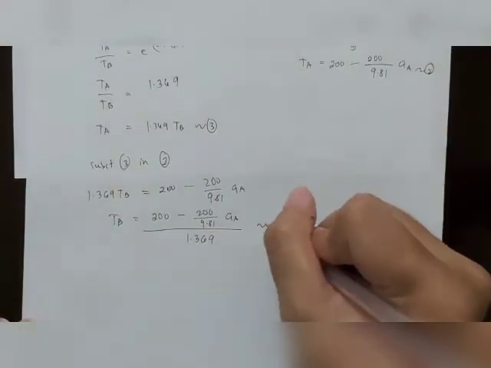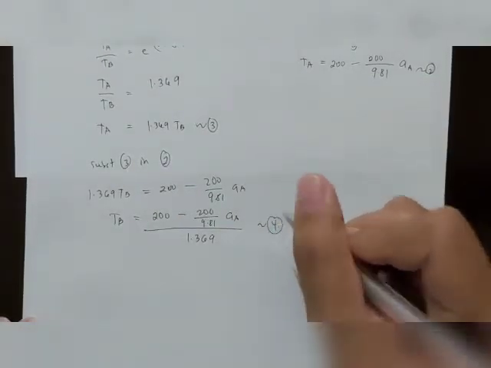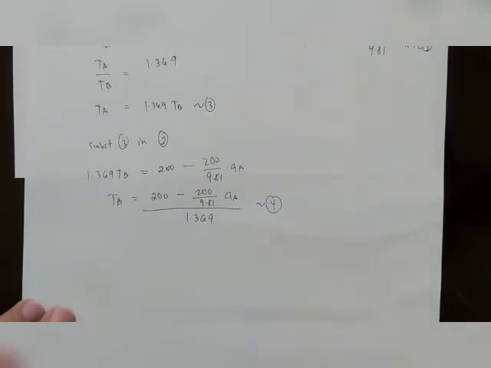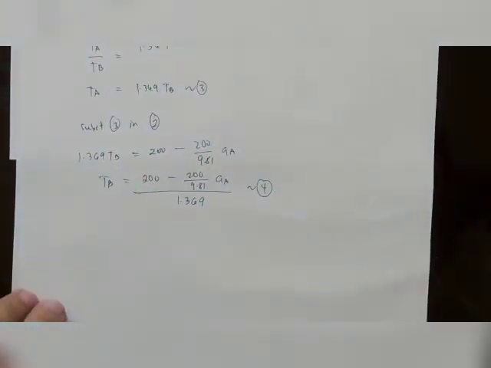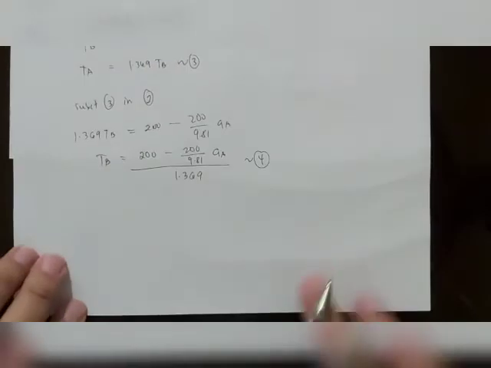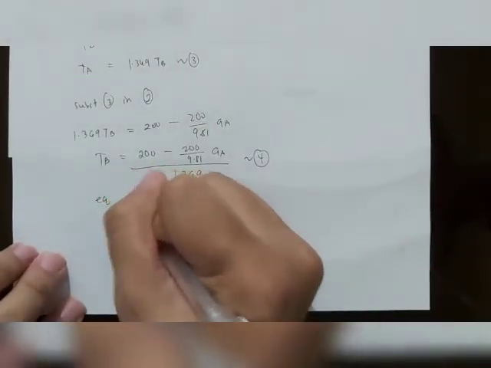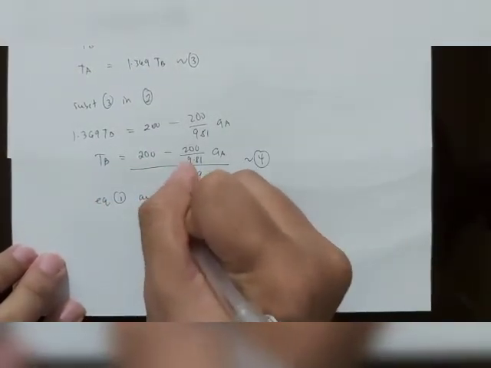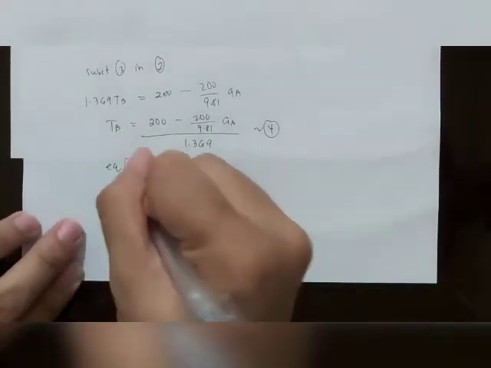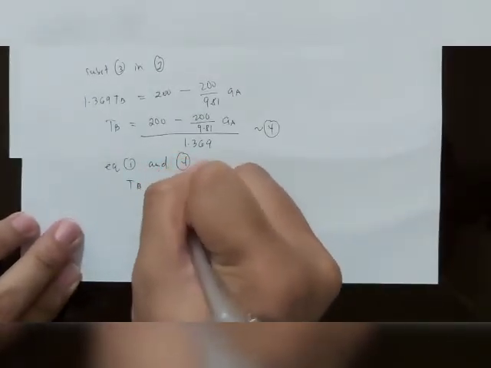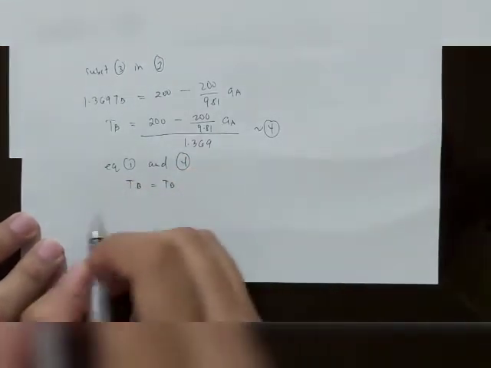So we can label this as equation 4 now. So pwede na tayo ma-equate dahil meron tayong pareho sa terms sa equation 1 natin. So equating 1 and 4. Okay? So TB is equal to TB. Okay? So sa 1 muna tayo.